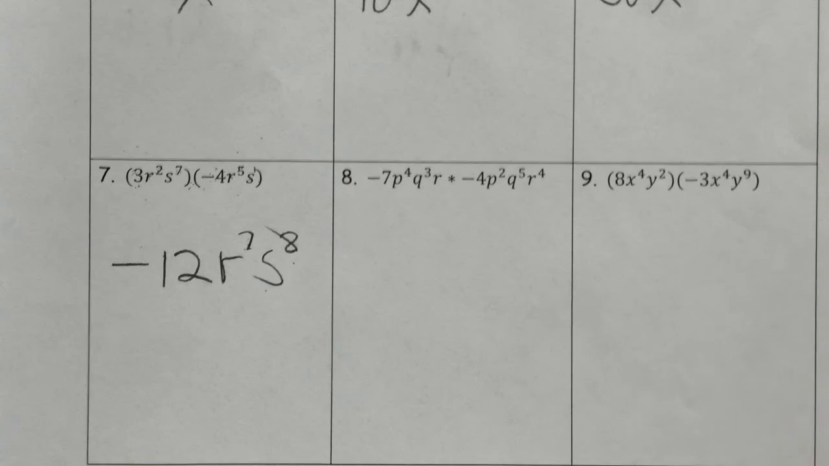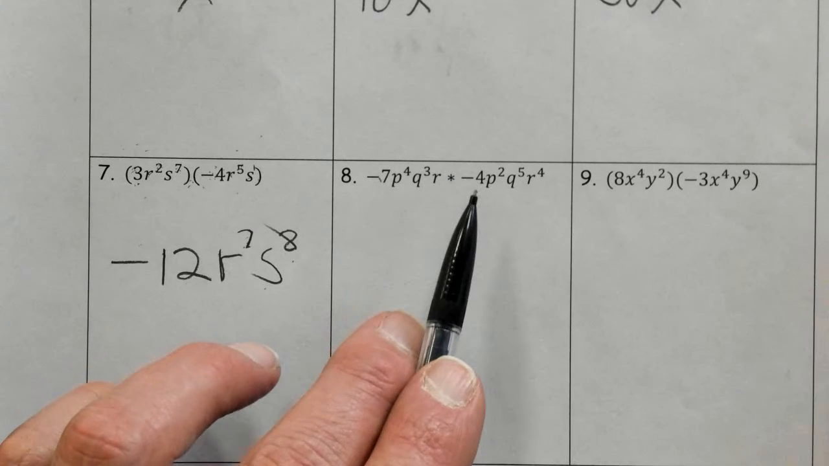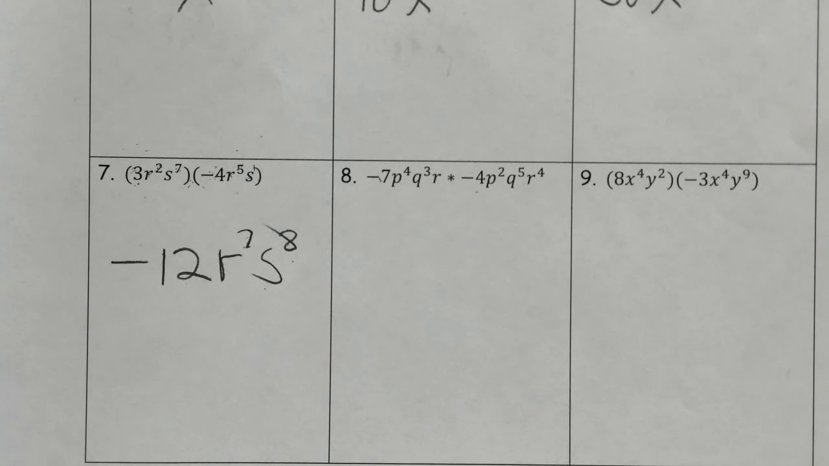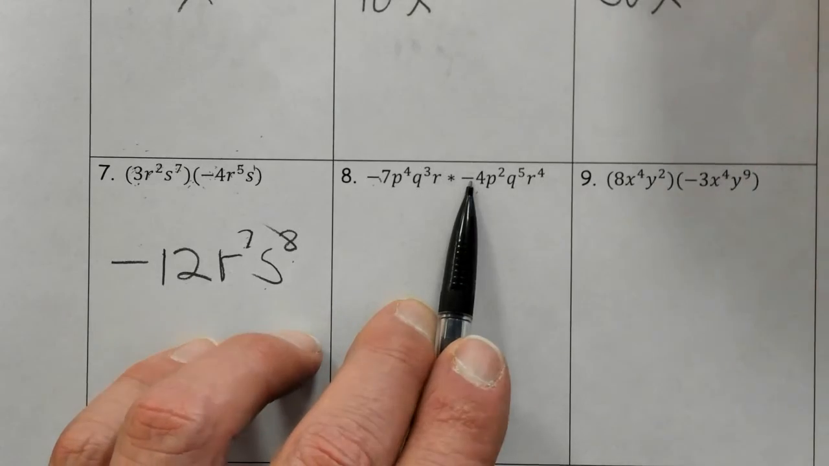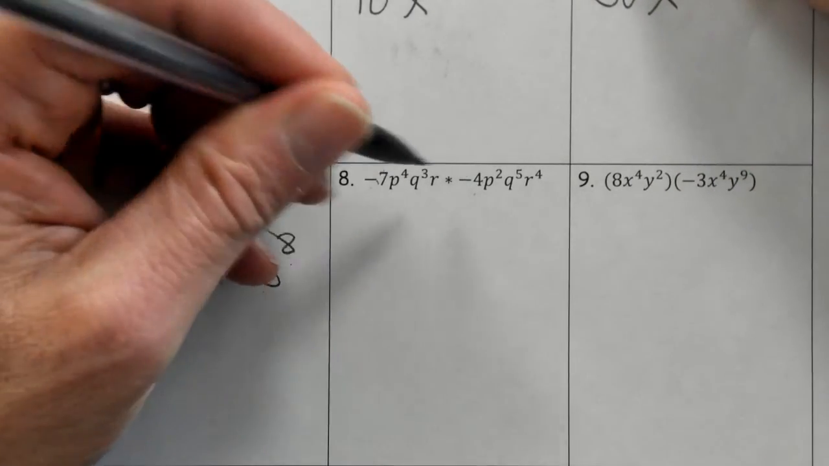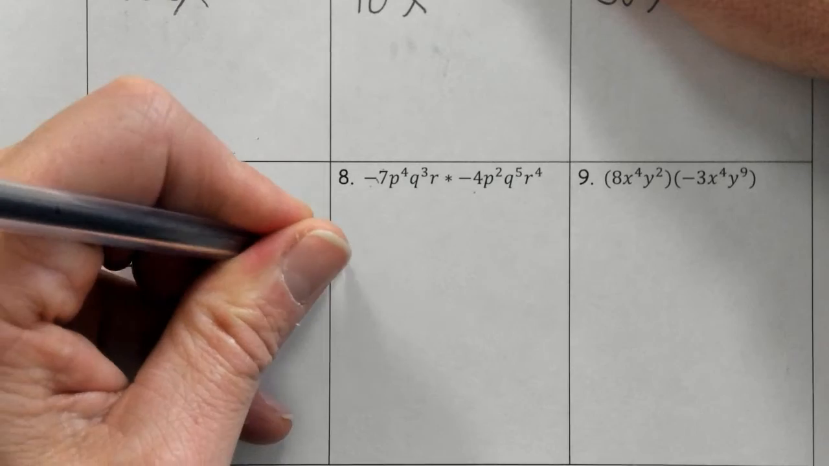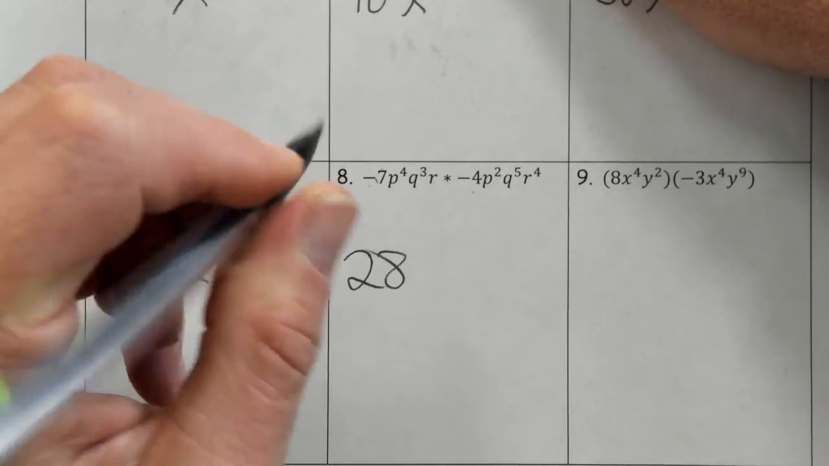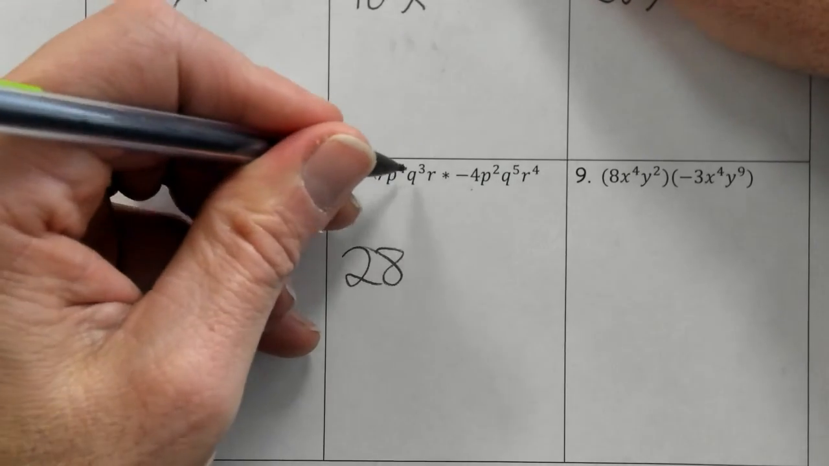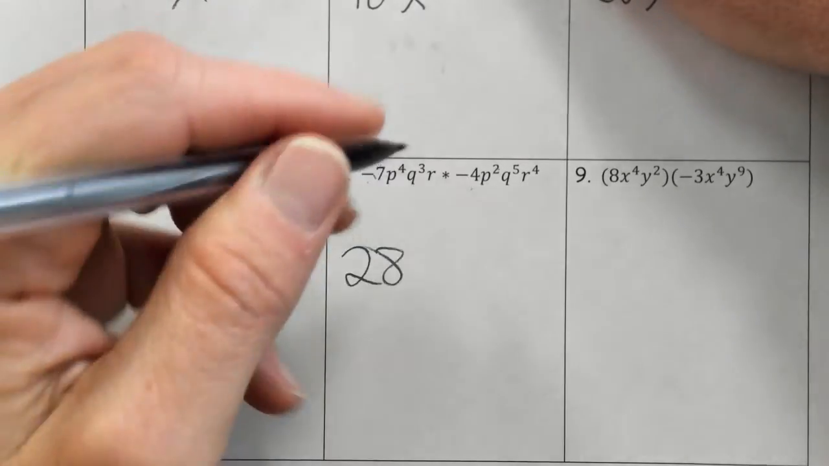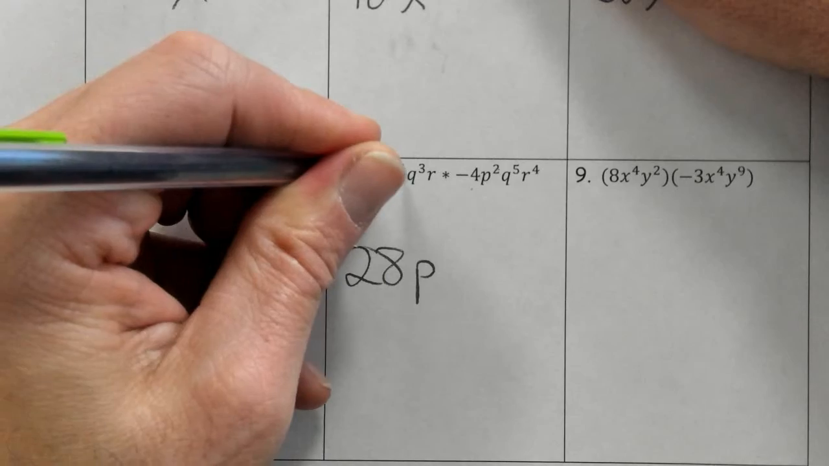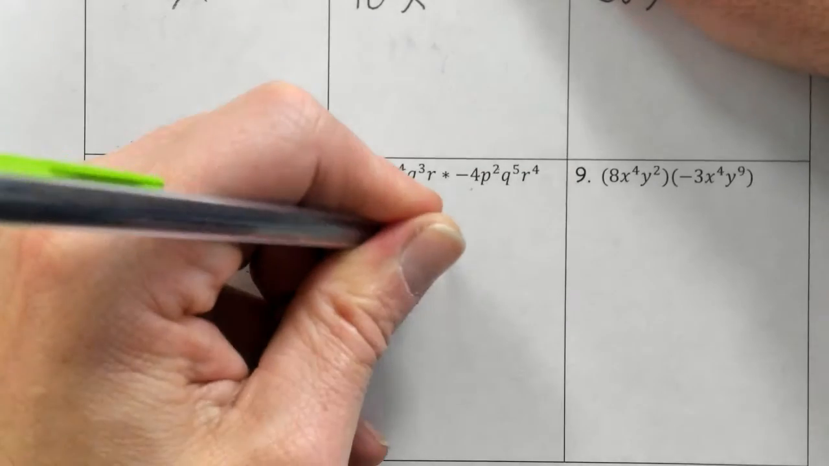Okay, once again, I need to take the coefficients into consideration and multiply them together first. Notice the sign of each one. I've got negative times a negative, which is going to be a positive. And then I've got 7 times 4, which is going to be 28. So I've got 28, then p to the 4th, p squared. All right, p to the 4th times p squared. That's going to be p to the 4 plus 2, which makes 6.